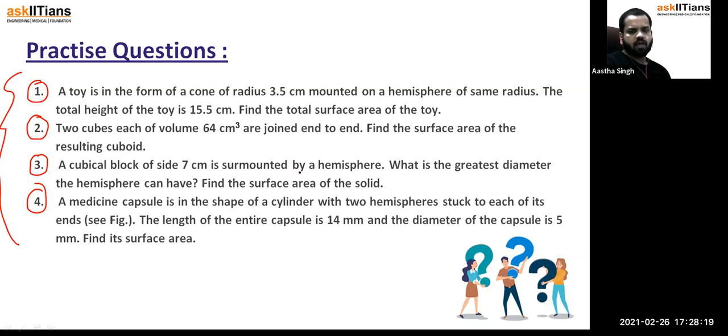Let me just draw a diagram. A toy is in the form of a cone, okay? Of radius 3.5 centimeter. Basically, a radius is given, r is equal to 3.5, mounted on a hemisphere, okay? The total height of the toy is given.